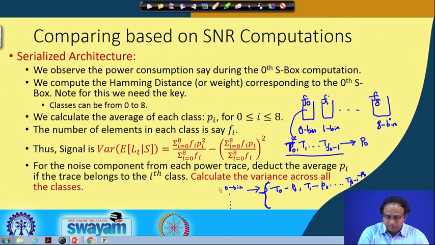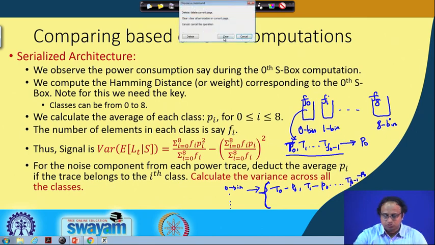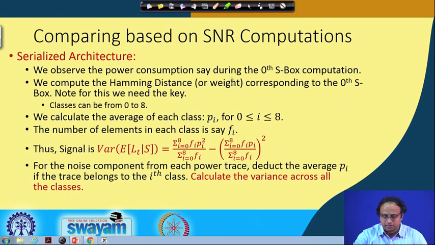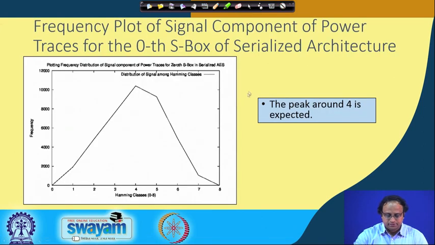Okay. And that essentially gives you the variance of the noise. Okay. And therefore, now you can take the ratio between them and calculate your SNR. Okay. That is the simple idea. So now with this background, let us move ahead and see the frequency plot of the signal component.